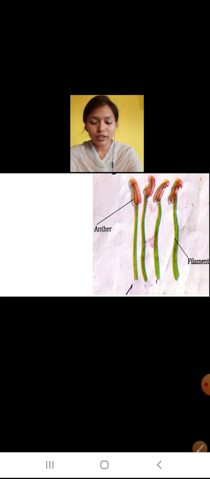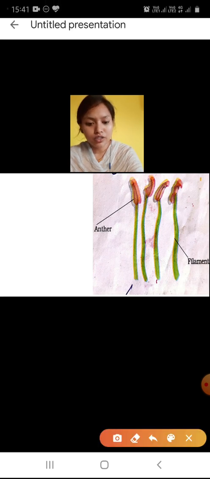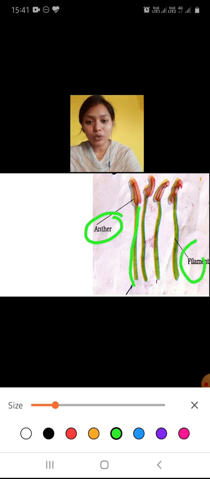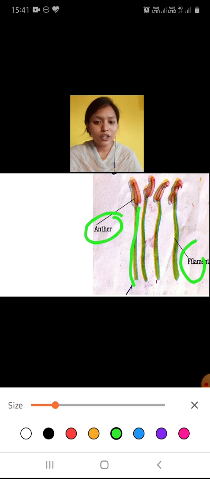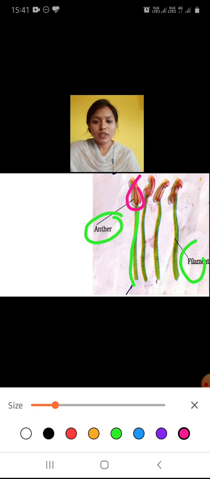This is stamen, the male reproductive part, and stamen consists of two parts. First one is the anther and the other one is the filament. These long green structures are known as filament. And this red portion, or the yellow powdery structure, is known as anther. Repeat with me. This portion on the top is known as anther and this green stalk is known as filament.